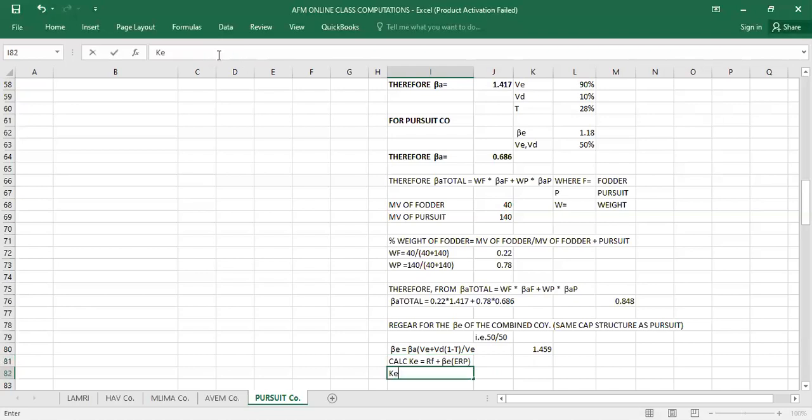So cost of equity now. What was our risk-free rate? Was it 4 or 4.5? 4.5. So 4.5% plus our beta equity. Our equity premium is 6%, Abi? Yes.